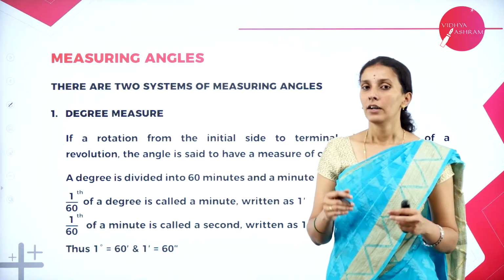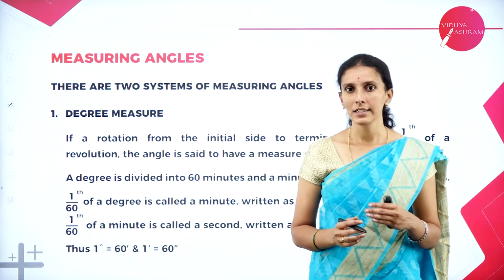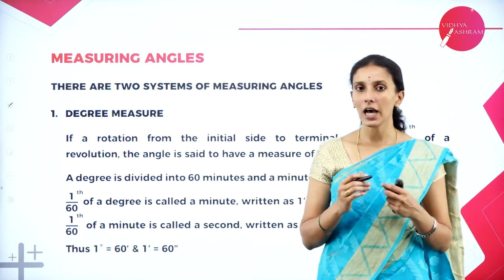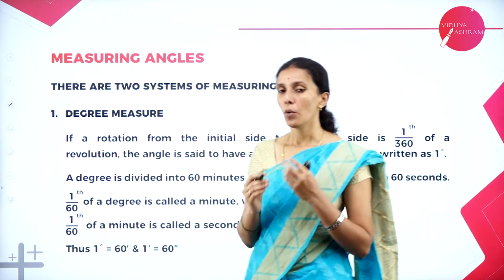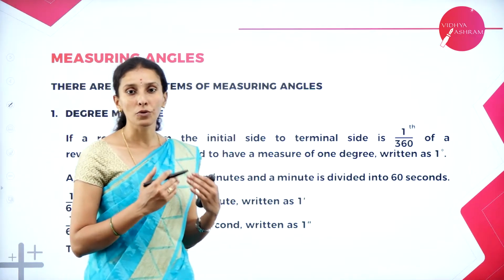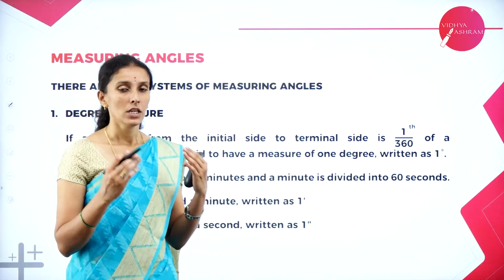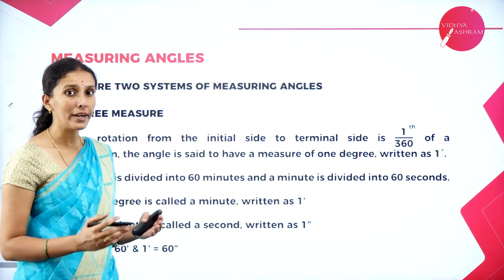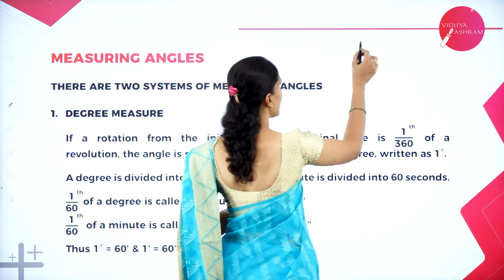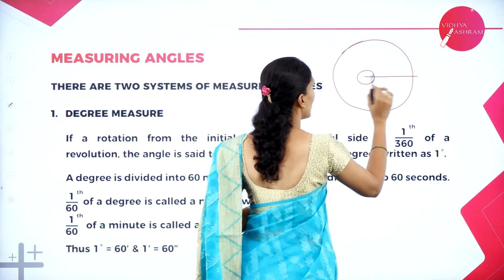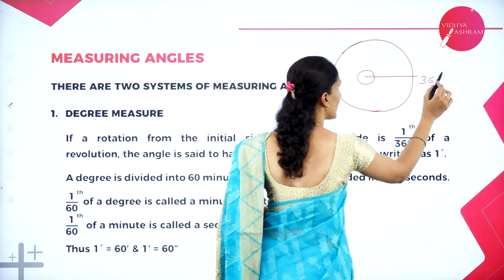Measuring angles. Measurement of an angle may be done in two types. One is the degree measure, another one is radian measure. What do you mean by degree measure? You have learnt in your secondary classes how to measure an angle using a protractor. The same thing here we are going to first see. Let us see what is 1 degree. We know that the angle of a circle is complete, that is 360, which is a complete angle.